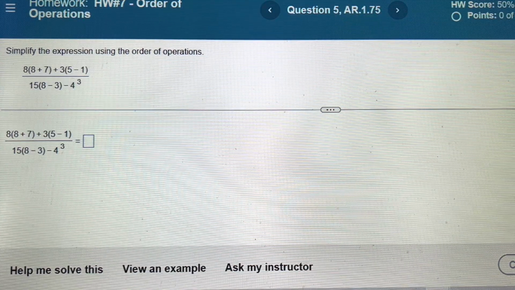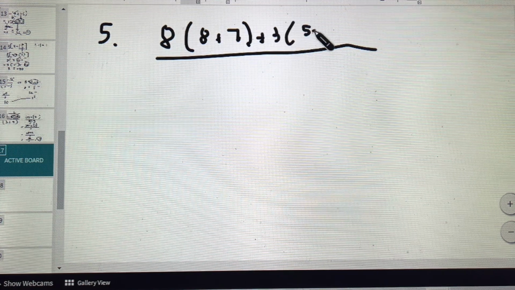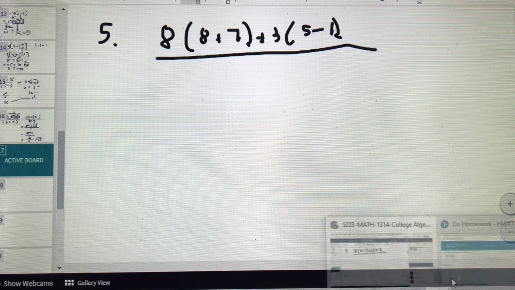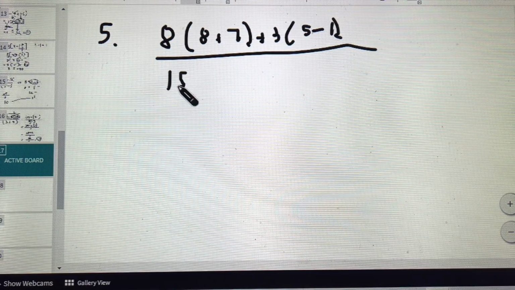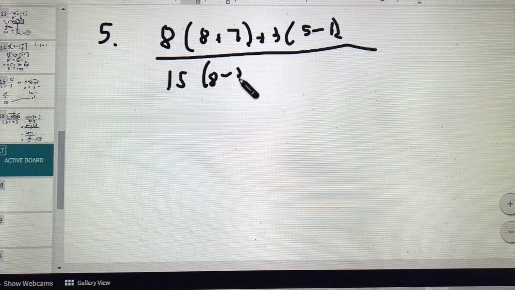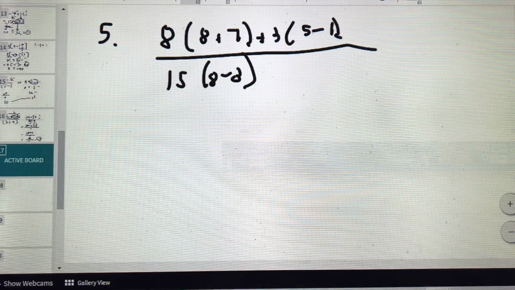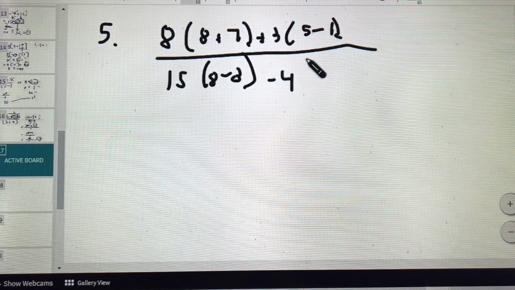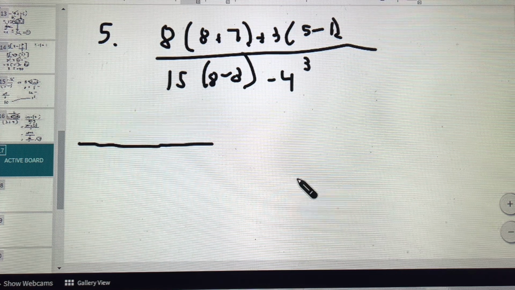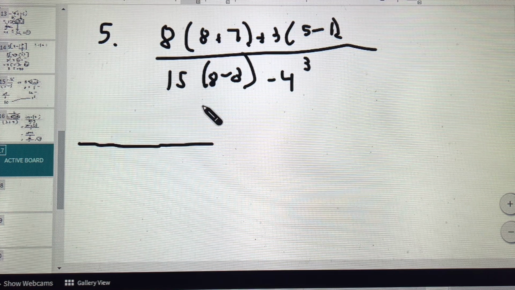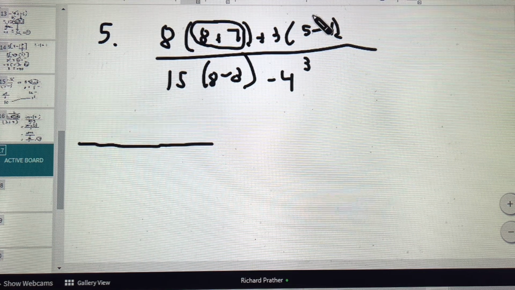Plus 3 times 5 minus 1. The denominator is 15 times 8 minus 3. Minus 4 cubed. So I'm just going to keep working the top till it's a single number. I'm not going to worry about the bottom till that point. So in the top, I've got a couple of parentheses that I would have to do first.